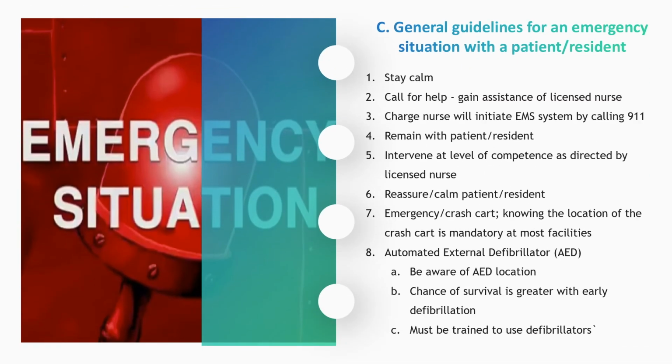General guidelines for an emergency situation with a patient or resident. Stay calm. Call for help. Gain assistance of a licensed nurse. The charge nurse will initiate EMS system by calling 911. Remain with the patient or resident. Intervene at a level of competence as directed by the licensed nurse. Reassure and calm the patient or resident.